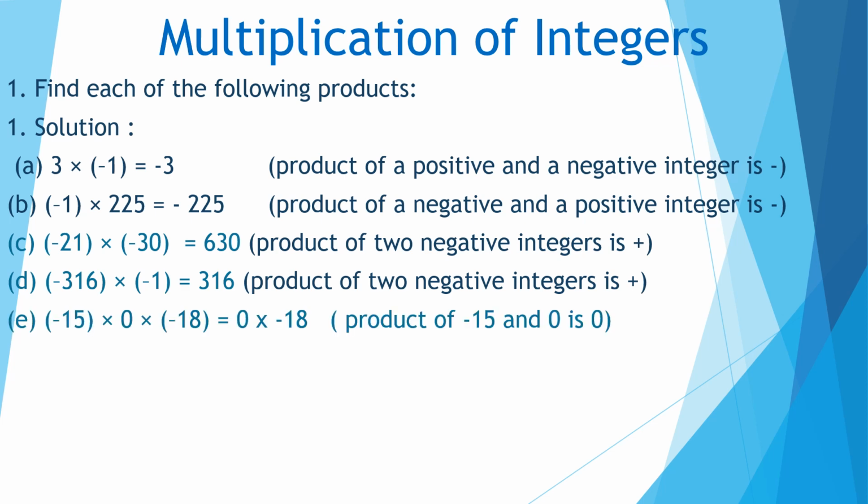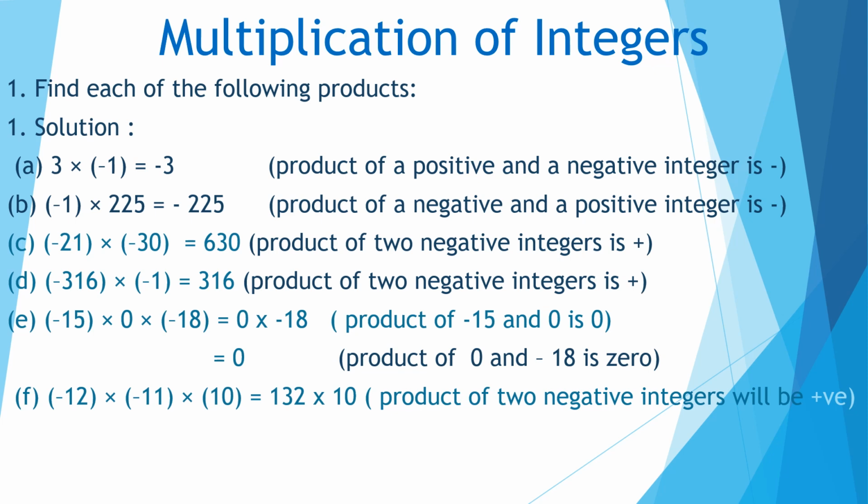Minus 15 into 0 into minus 18. Here we are multiplying three integers. So let's multiply the first two integers first. Minus 15 into 0 is 0. Now we have 0 into minus 18. The product again will be 0. Any integer multiplied by 0 is equal to 0.